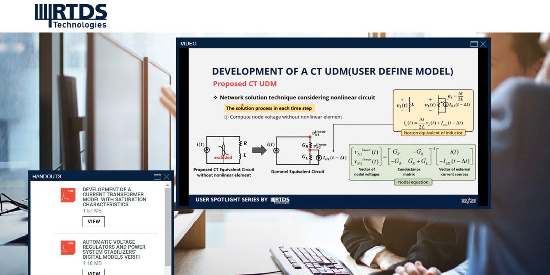The first solution process is to compute node voltage without nonlinear elements. According to Dommel's method, inductors and capacitors are replaced by a resistor and current source in parallel, and they are integrated into a nodal conductance matrix and injected current vector, respectively, to find the solution for the system. There is an inductor in the proposed CT equivalent circuit, which is replaced by a resistor and current source like this.